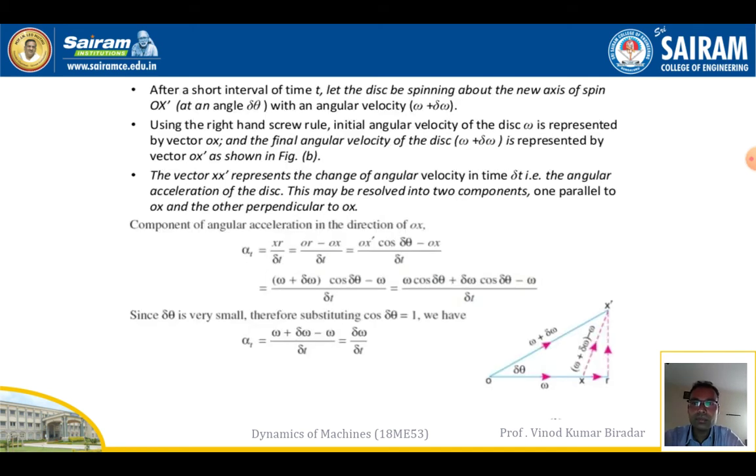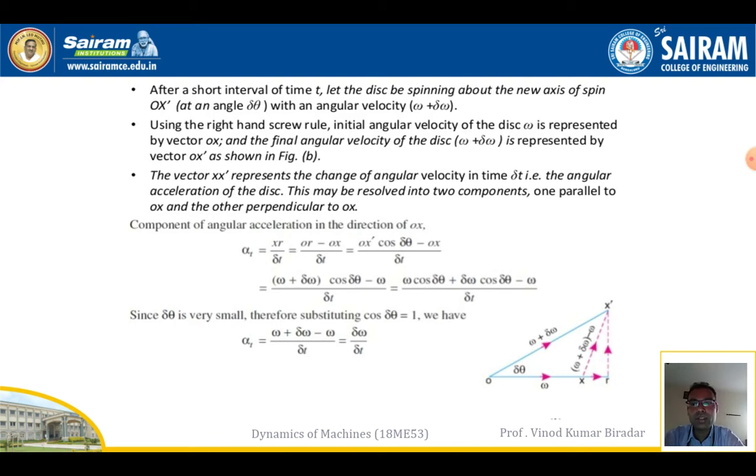After a short interval of time t, let the disc be spinning about the new axis of spin OX dash, at an angle delta theta, with an angular velocity of omega plus delta omega. Using the right hand screw rule, the initial angular velocity of the disc, omega, is represented by OX, and the final angular velocity of the disc, omega plus delta omega, is represented by the vector OX dash, as shown in the diagram.